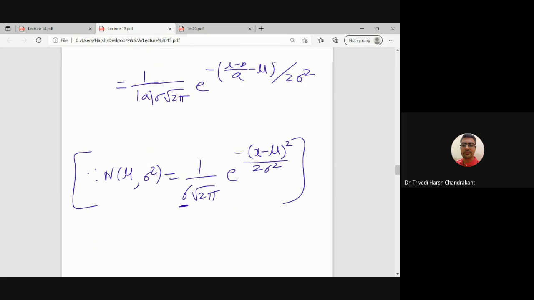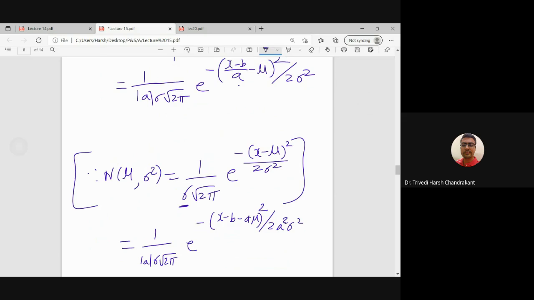We get this equals 1 upon mod a sigma square root 2 pi, and then we need to take the LCM. So that is minus of x minus b minus a mu, square, and the denominator is a square, which we take in the denominator, so it will become a square sigma square.